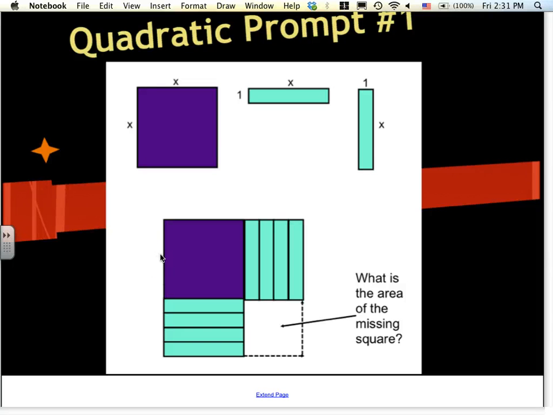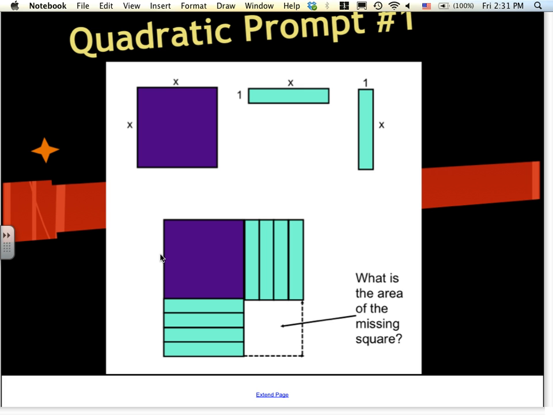Alright, so I'm going to start you off with a prompt here. Everything's already given. I have here a purple square that has the dimension of x by x. We have actually just one tile here, just situated differently. One's horizontal, one's vertical, but notice that the length of that is x and the width is 1.